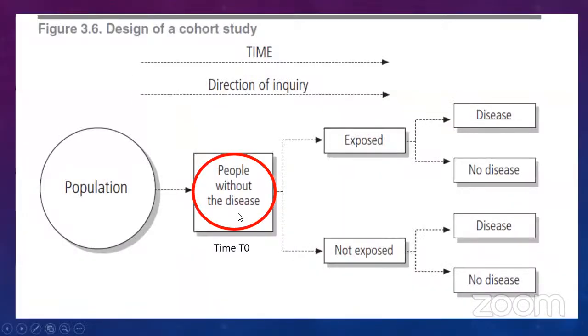So at time T0, there are people without the disease, and then we have the exposed and the not exposed, and then we find out which patients among the exposed had the disease and which patients did not have the disease.